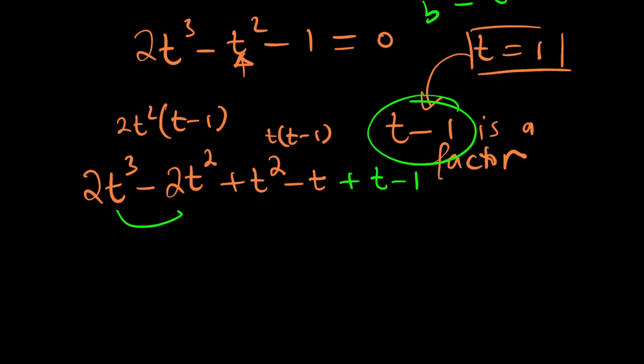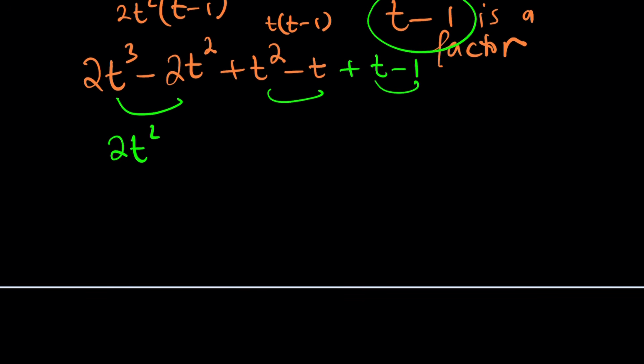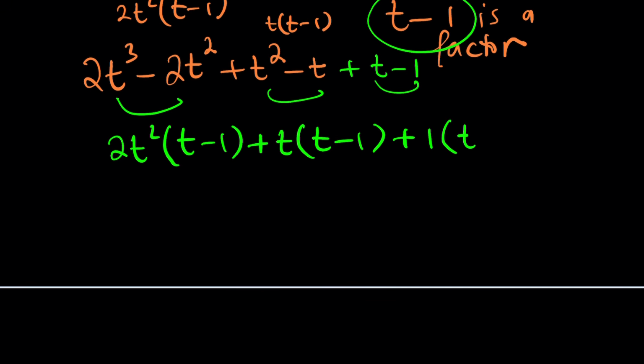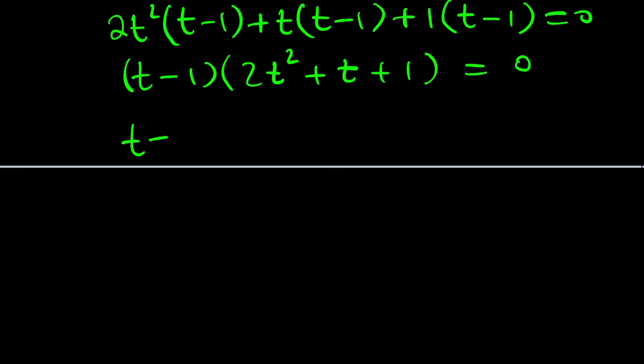And this works nicely. Now we're going to do factoring by grouping. Like I said earlier, 2t squared times t minus 1 plus t times t minus 1, and finally, 1 times t minus 1 equals 0. And of course, t minus 1 is a common factor. We'll pull it out. We'll get 2t squared plus t, sorry, I had to say that, plus 1 equals 0. Okay, the second factor is actually quadratic, so we should be able to solve it easily with the quadratic formula. So we know already t equals 1, but let's rewrite it.